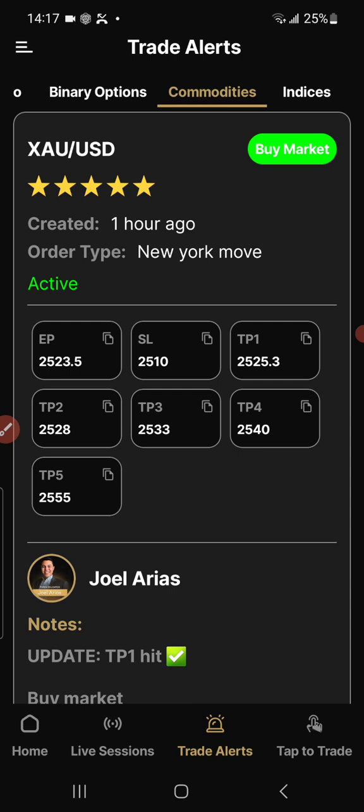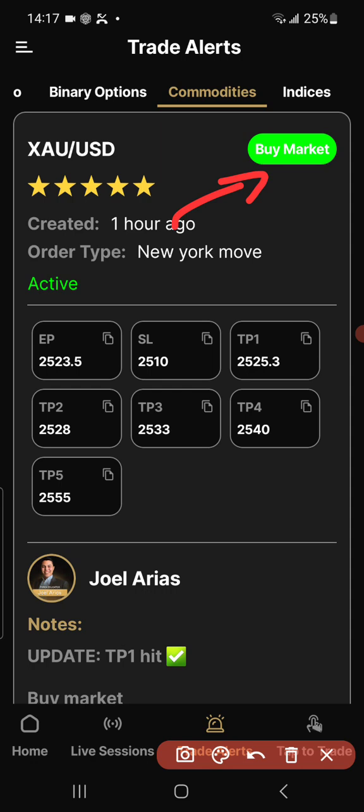So what I'm going to do is, for the entry price, it says 2523. Now, let me quickly explain what buy market means. Buy market means you are buying at the current market price. So when this trade came in, that means the price of gold at that time was 2523.